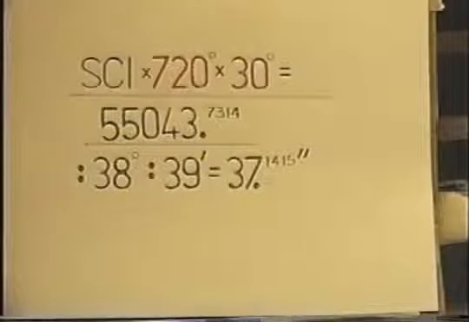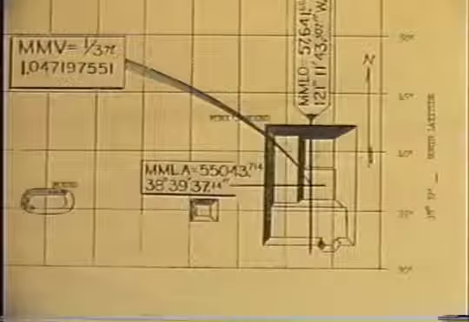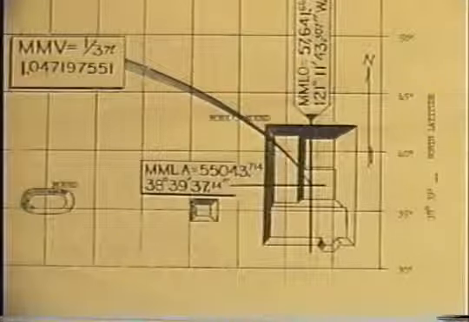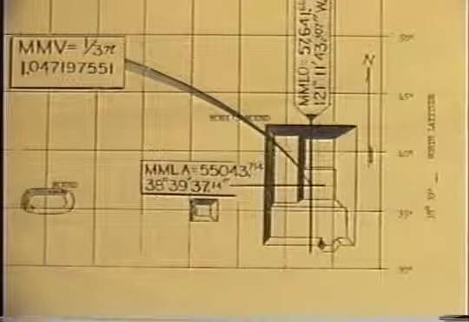The product shows a number which encodes still another set of coordinates, which are easily memorized. 38, 39, 37. Almost poetic. 38, 39, 37.14. There they are again.